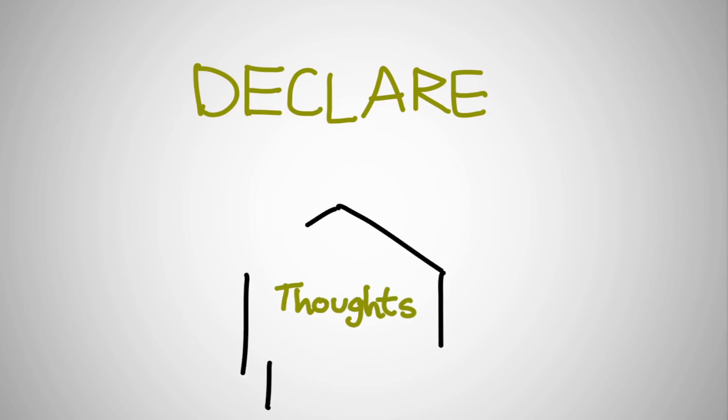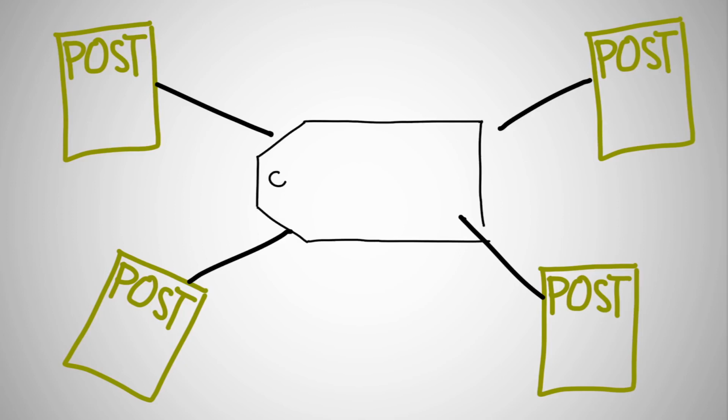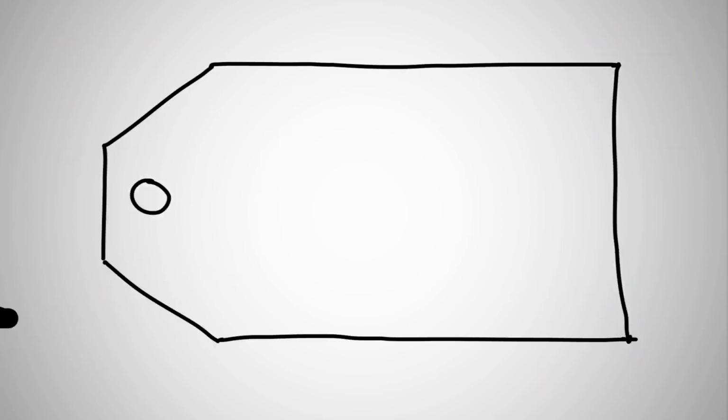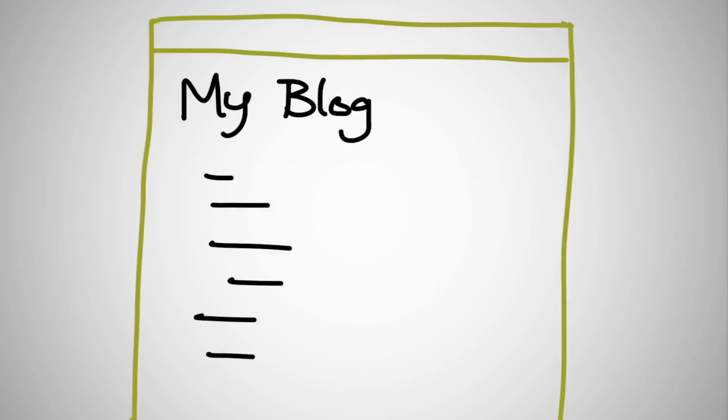The next thing you need to do is declare yourself. You need to have a place for your thoughts and your reflections to live. It might be a blog that you write in, it might be a discussion forum that's part of the course. Your MOOC will have some way of gathering all the reflections on your course together. It might be a tag or some other method. Let's say your course tag is Thingamajiggets 2011.